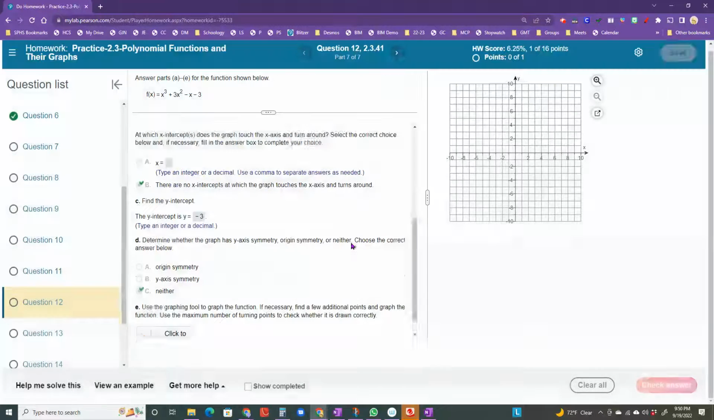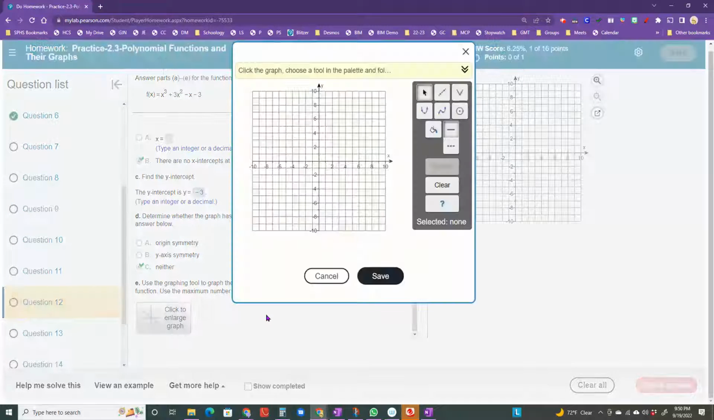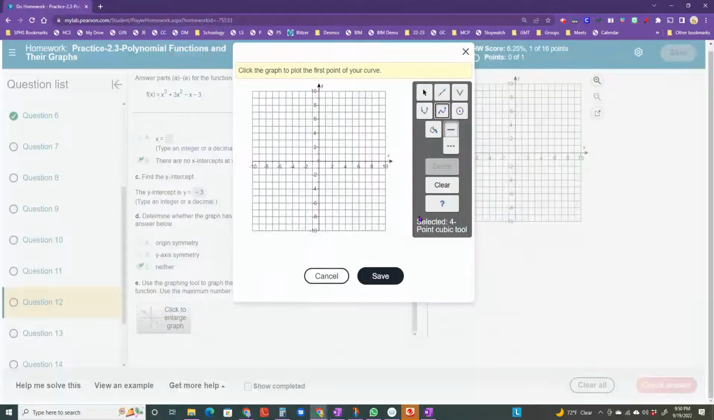And now we're going to go graph it. So I'm going to go click on to enlarge. And I'm going to pick the tool. See, now we have a polynomial tool. So we had the quadratic, we had the absolute value, and now polynomial, more than that. It's called a 3-point cubic tool, 4-point cubic tool. Select the graph to plot the first point.